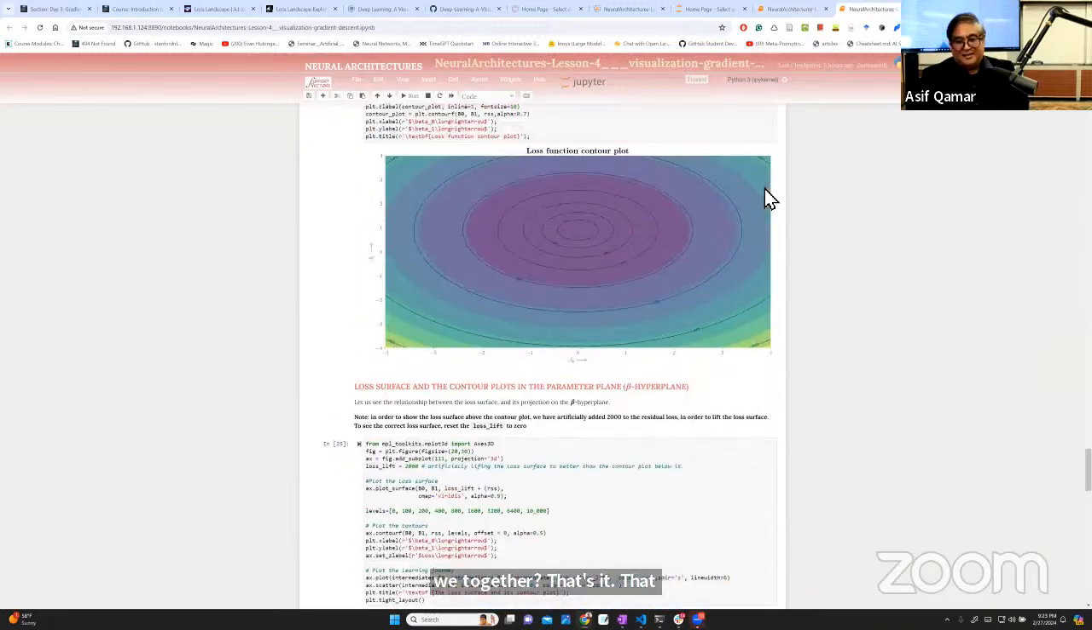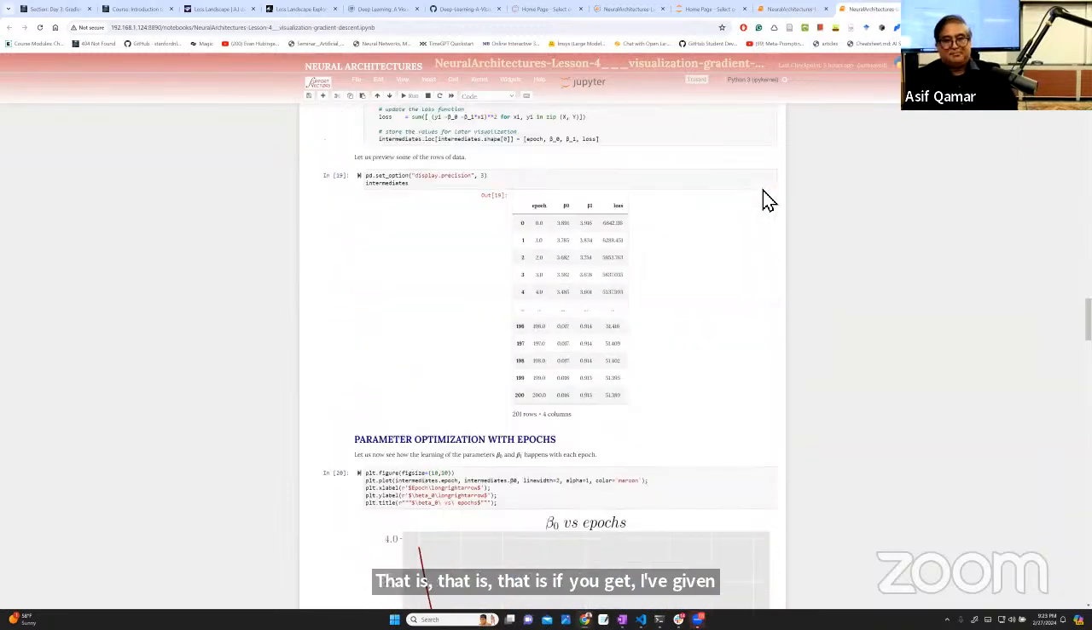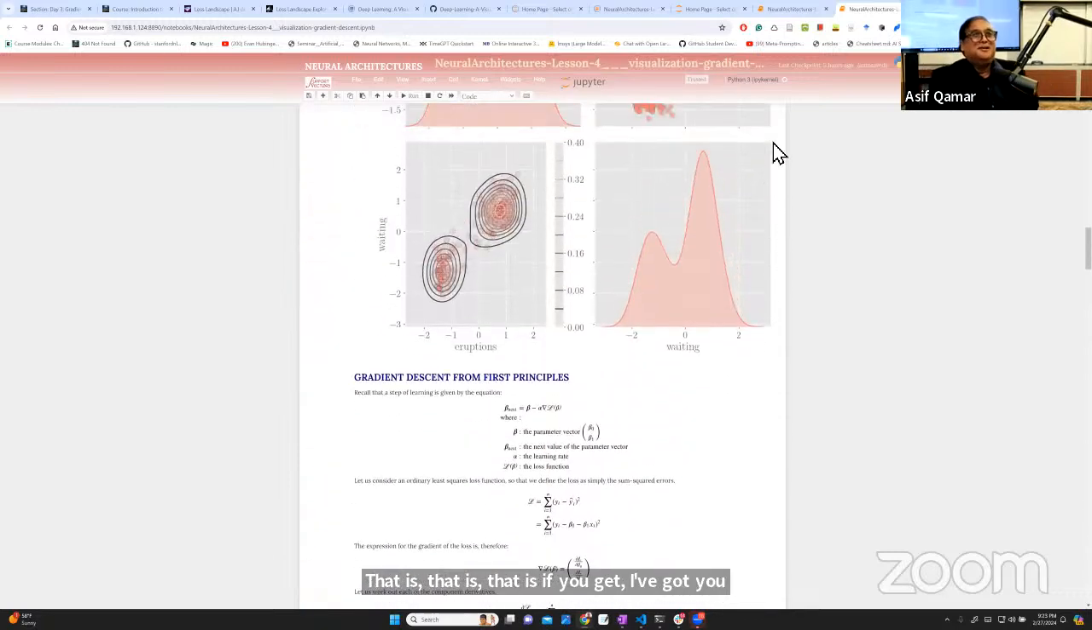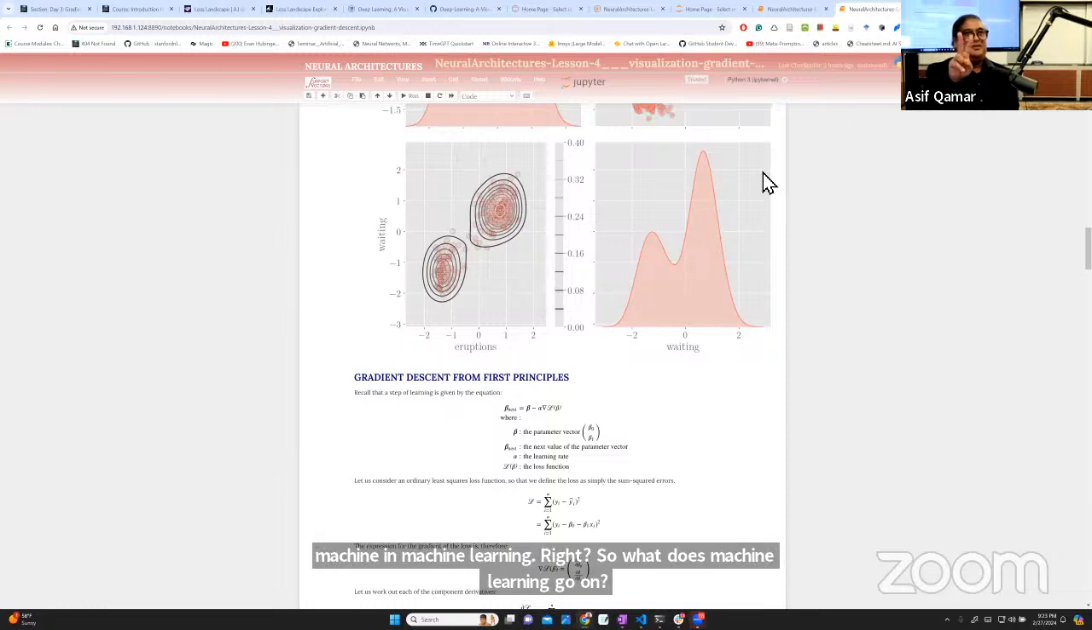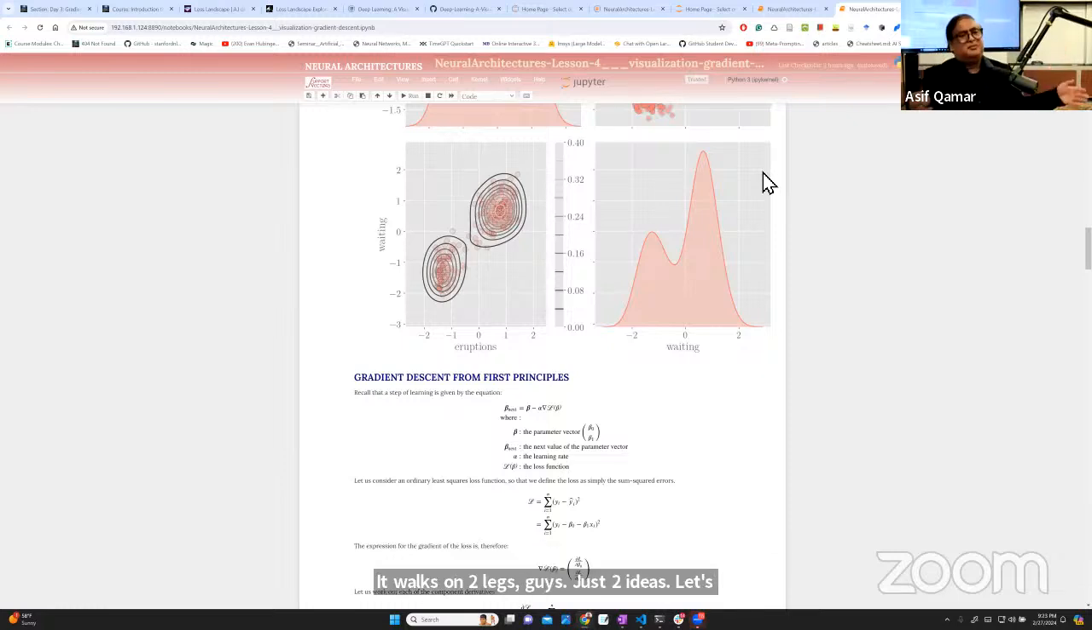I've deliberately chosen a very simple example, but this is machine learning, the learning of the machine in machine learning, right? So what does machine learning walk on? It walks on two legs, guys, just two ideas, roughly speaking. All problems ultimately can be quantified. You need a way to quantify loss or defect, errors, use your term. Once you have quantified that, you need a technology to minimize this, isn't it? And have we now covered both? Right? We have covered both.